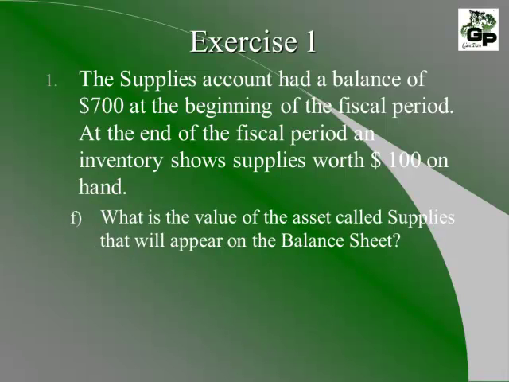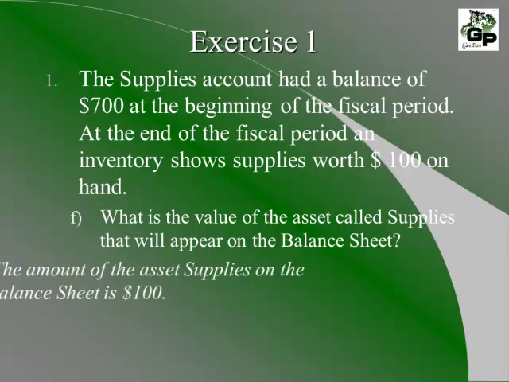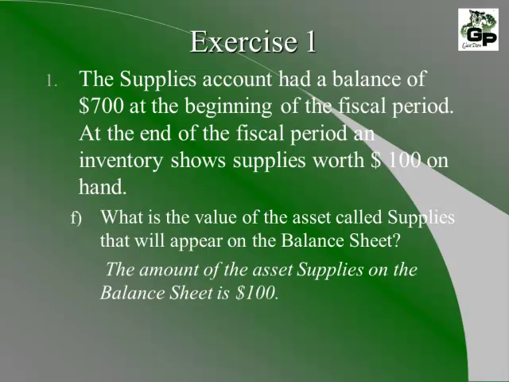What is the value of the asset called supplies that will appear on the balance sheet? The amount of the asset supplies on the balance sheet is $100. This represents the amount that is remaining in the supplies account.